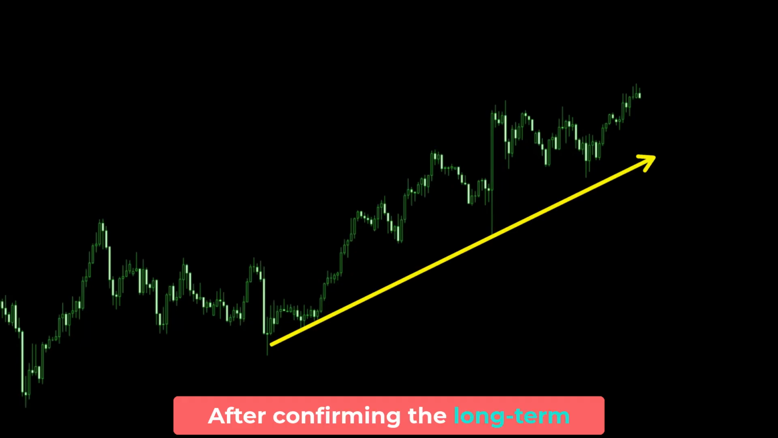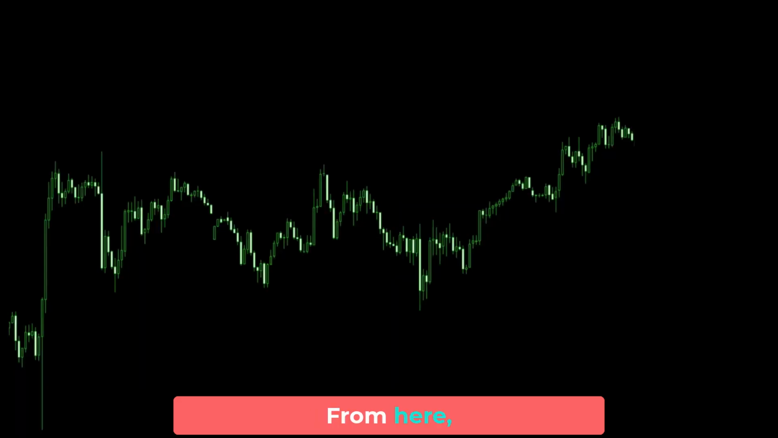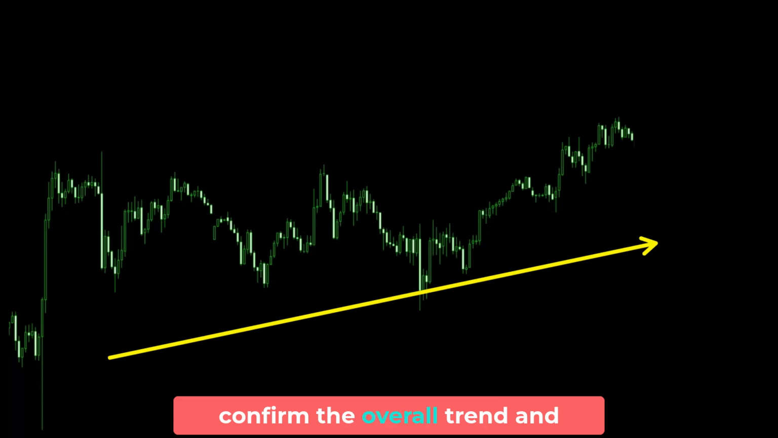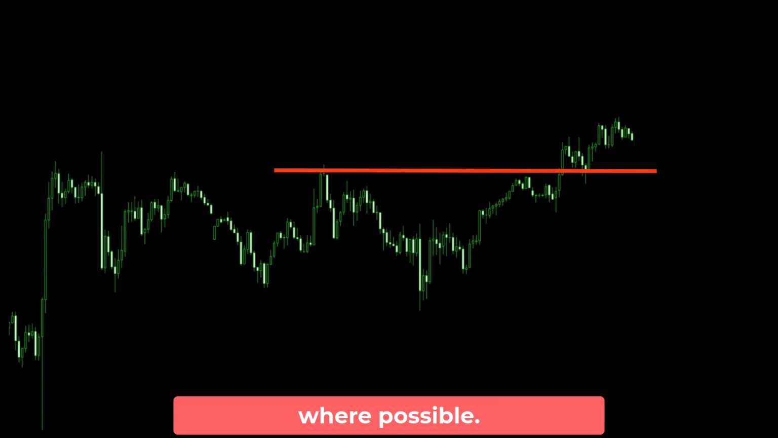After confirming the long-term trend and drawing horizontal lines, proceed to check the short-term chart. Since I mainly use the 15-minute chart, I switch to the 15-minute chart. Then it looks like this. From here, just like with the long-term chart, confirm the overall trend and draw horizontal lines where possible.